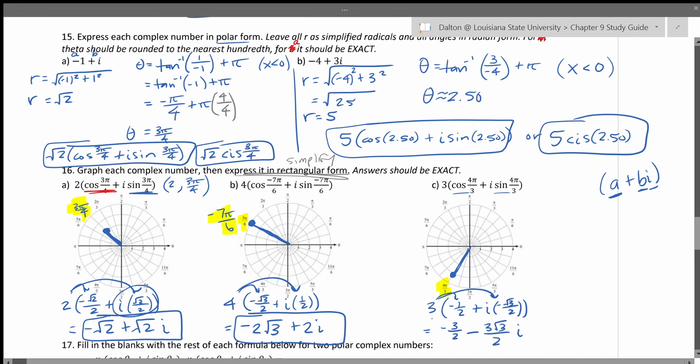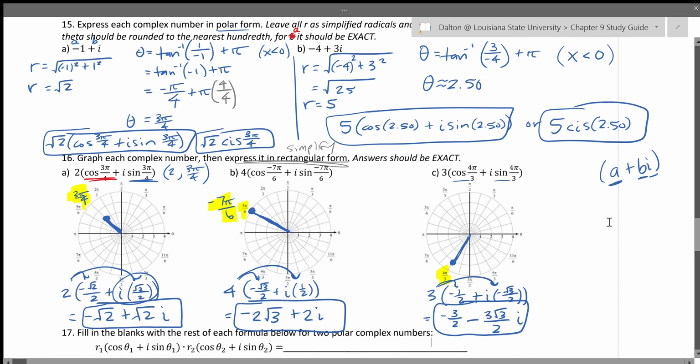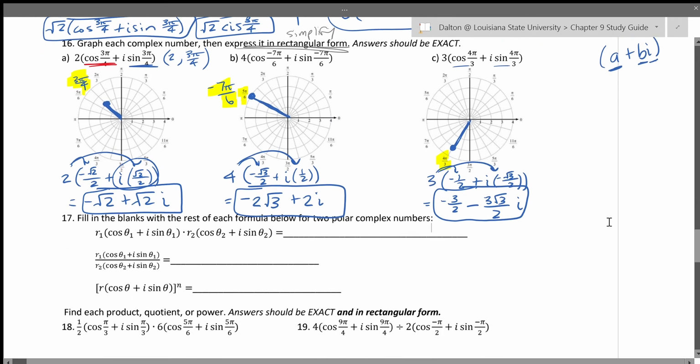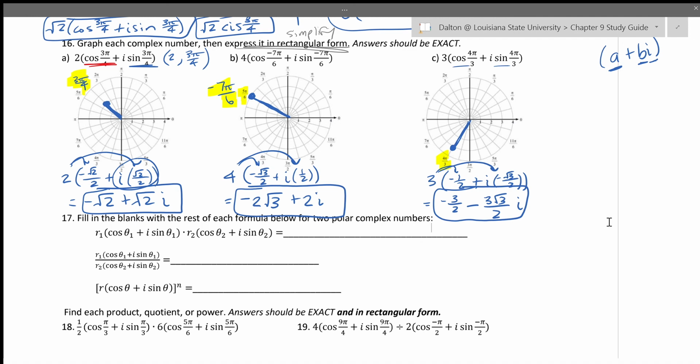And again, I want you to leave this written as 2 separate numbers, even though they both have a denominator of 2. Technically, I could write them together. If I want it to be in rectangular form, I need a distinct a plus bi. Okay, number 17. These are equations or formulas that you need to be able to generate and use.